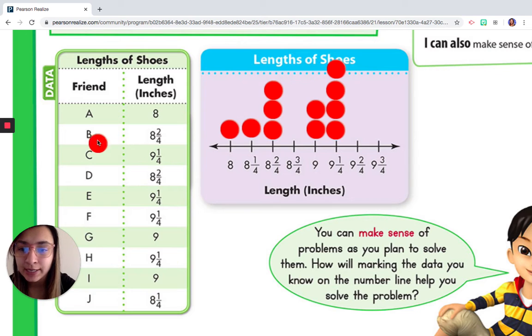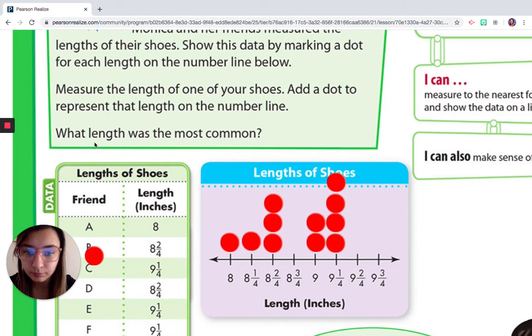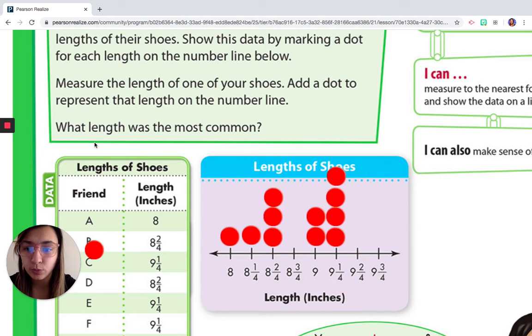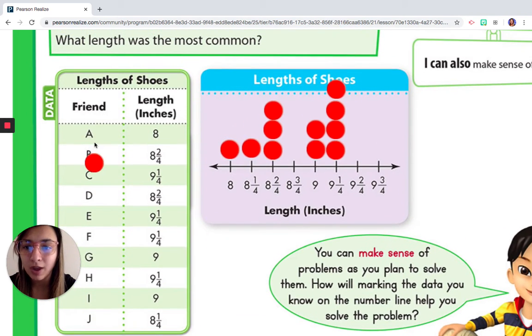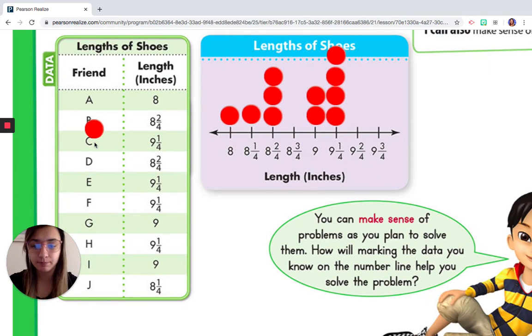So all you do is you take a look at the measurement and you just go ahead and stick a dot or an X, whatever you want to draw, onto the line plot. So let's take a look at what the next part of the directions were. We plotted, we measured our shoe, we added a dot, and it wants to know what length was the most common. Whoever has the most dots will be the most common. So in our case here, 9 1/4 inches has 4 dots, and that is the most. So 9 1/4 would be the length that is the most common.